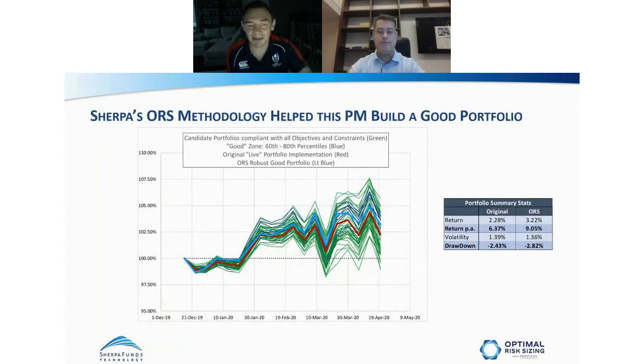And I think this is sort of a final thing. When you do this calculation correctly, and this is a genuine example from a real PM, the PM's portfolio is the red line. So of all the possible candidates, he chose the one that's the red line, which is the 50th percentile of where he could have been. So that means he hasn't done anything ridiculous. He hasn't bet the house on black. He's built a relatively sensible portfolio.